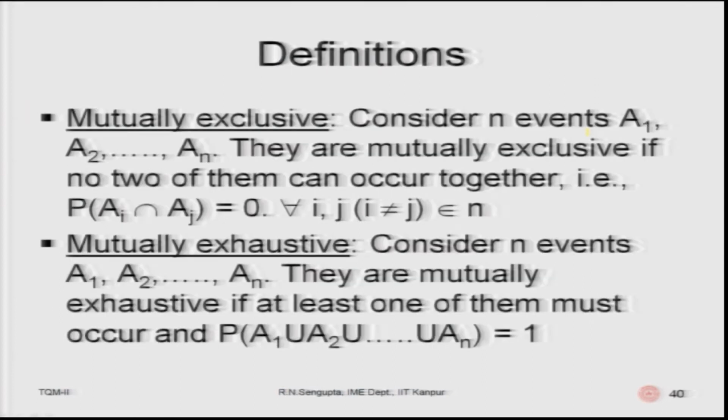So, we will now discuss mutually exclusive events. Consider n events A1 to An. They are mutually exclusive if no two of them can occur together, which means P(Ai intersection Aj) is equal to 0 for any i and j being members of n. Mutually exhaustive would be: considering n events A1 to An, they are mutually exhaustive if at least one of them must occur, which means the union of A1 union A2 union A3 and so on till An would basically be 1.